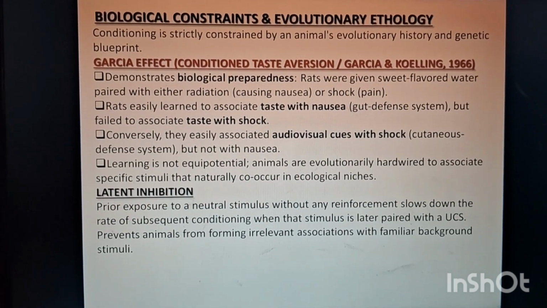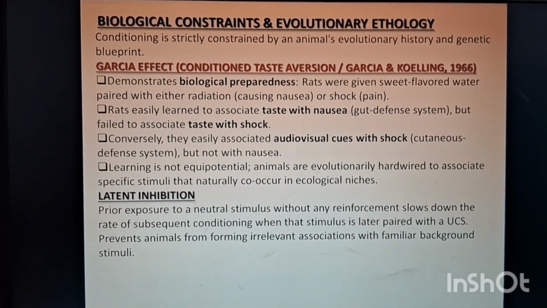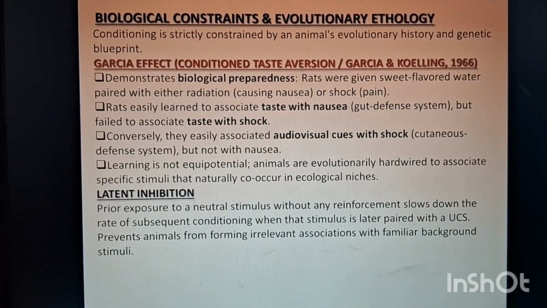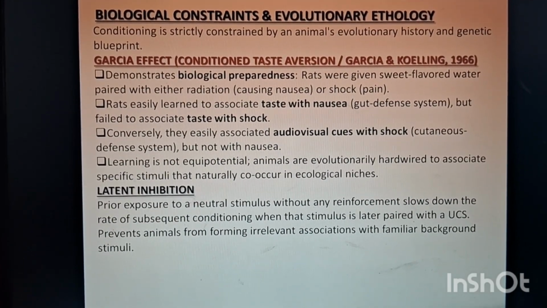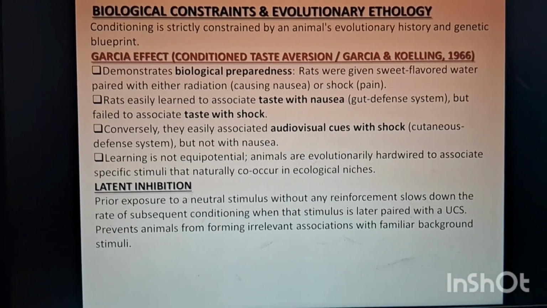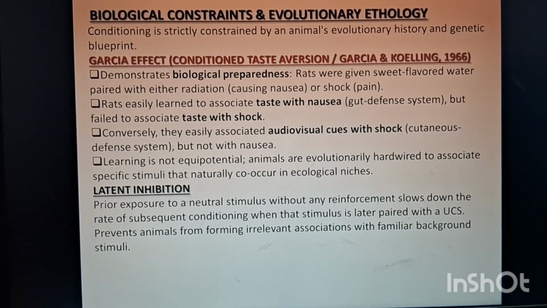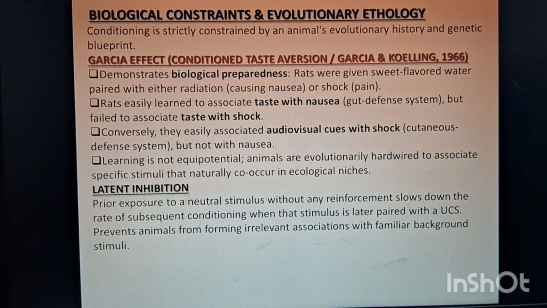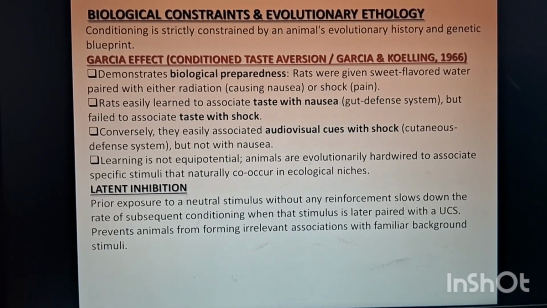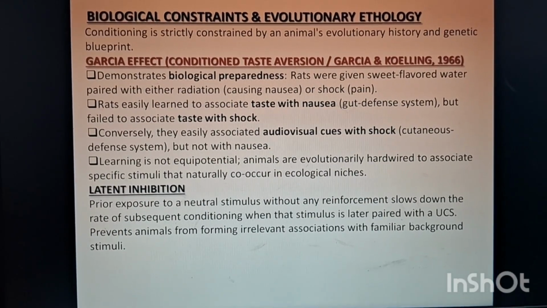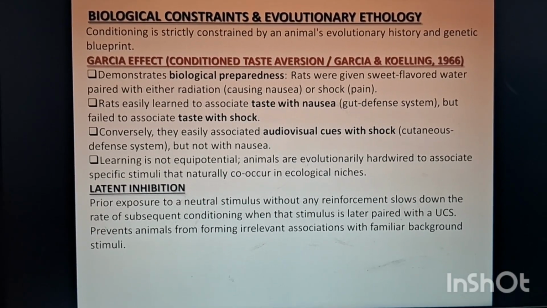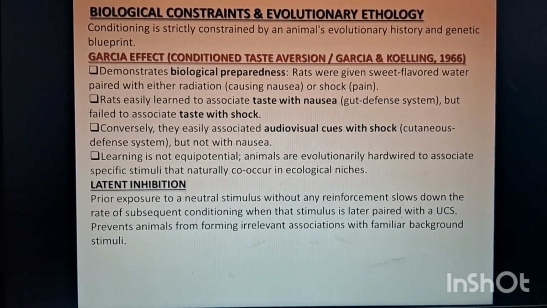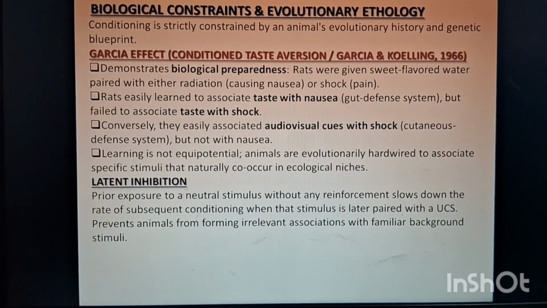Biological constraints and evolutionary ethology. Conditioning is strictly constrained by an animal's evolutionary history and genetic blueprint. First is the Garcia effect, that is conditioned taste aversion, by Garcia and Koelling in 1966. It demonstrated biological preparedness: rats were given sweet flavored water paired with either radiation or shock. Rats easily learned to associate taste with nausea but failed to associate taste with shock. Conversely, they easily associated audio-visual cues with shock but not with nausea.